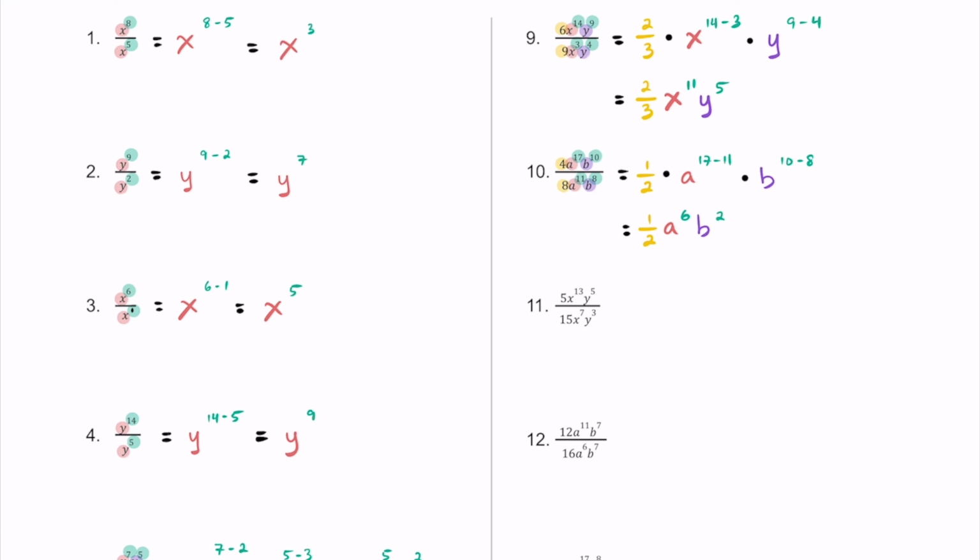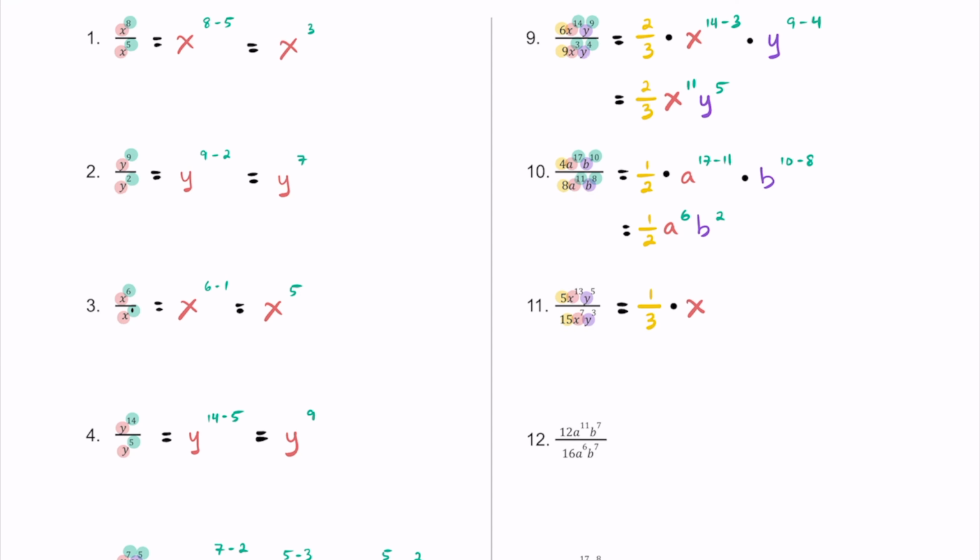For number 11, we have another similar one where we have coefficients out in front. So we have 5 and 15. We'll divide those by their GCF to simplify that fraction. Then we can use that quotient property with these common bases of x, and then use that quotient property one more time for these common bases of y. All right, so right away, 5 over 15, we can divide those both by 5. So 5 divided by 5 is going to be 1, and then 15 divided by 5 is going to be 3. So we have 1/3. That's a simplified version there.